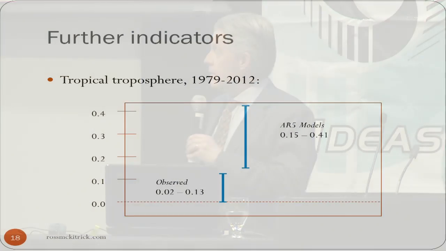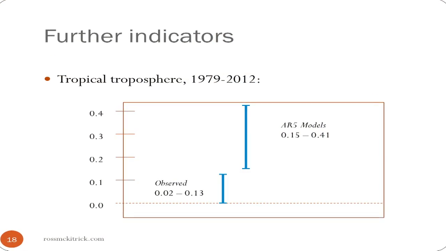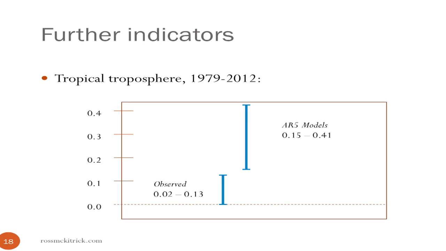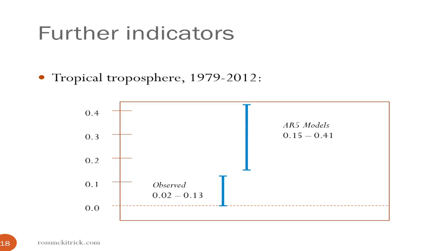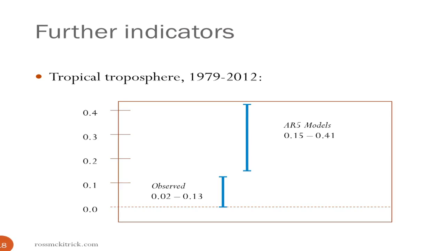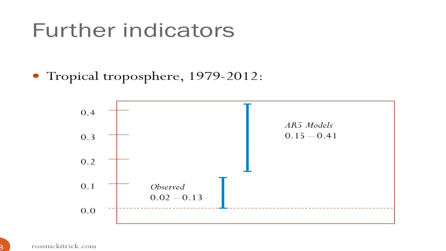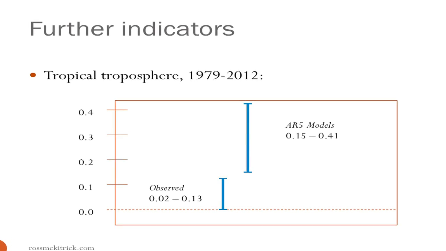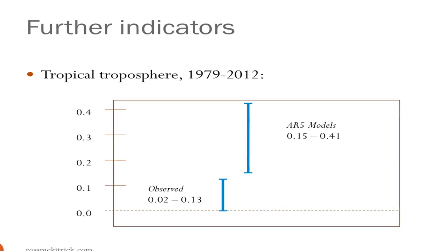Now, these numbers come from Chapter 9 of the IPCC report, and they point out using different systems, the weather balloons and the weather satellites, the observed trend is somewhere between 0.02 and 0.13 degrees per decade. The model range is from 0.15 to 0.41 degrees per decade over that same interval. So now the distributions don't even overlap in the tropical troposphere.